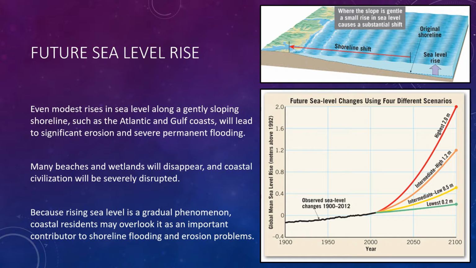Because rising sea level is a gradual phenomenon, coastal residents may overlook it as an important contributor to shoreline flooding and erosion problems. Rather, the blame may be assigned to other forces, especially storm activity. Although a given storm may be the immediate cause, the magnitude of its destruction may result from the relatively small sea level rise that allowed the storm's power to cross such a great land area.